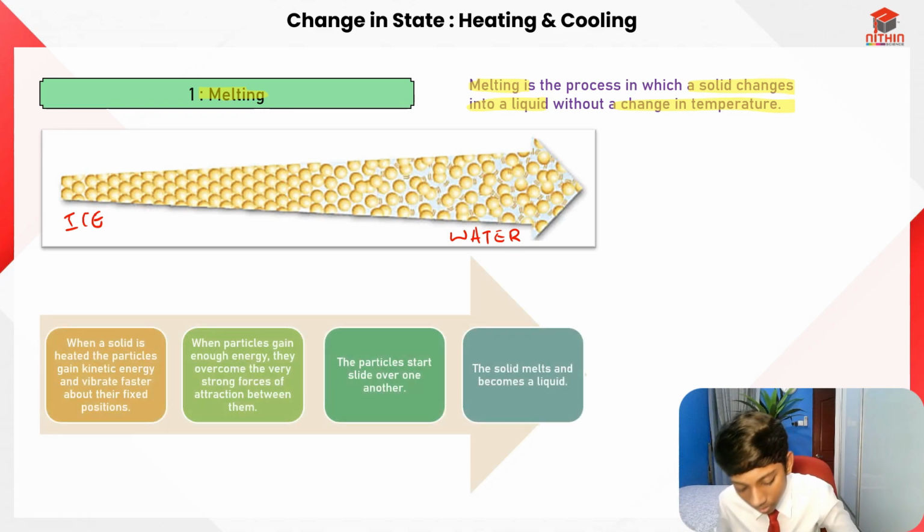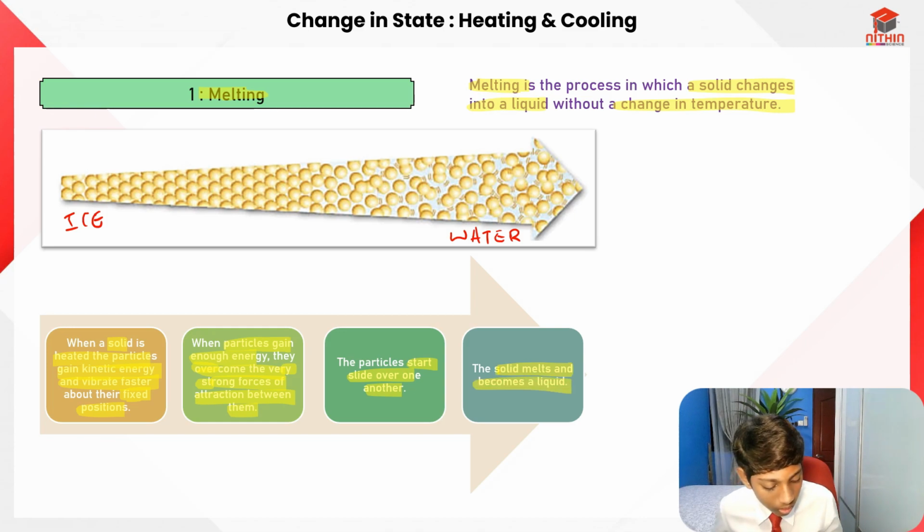First off, when a solid is heated, the particles gain kinetic energy and vibrate faster about in their fixed positions. When particles gain enough energy, they overcome the very strong forces of attraction between them. The particles start to slide over one another, the solid melts and becomes a liquid. So this is actually a model answer.